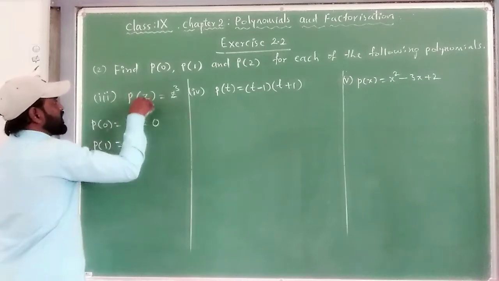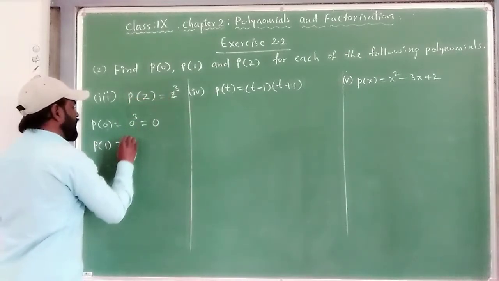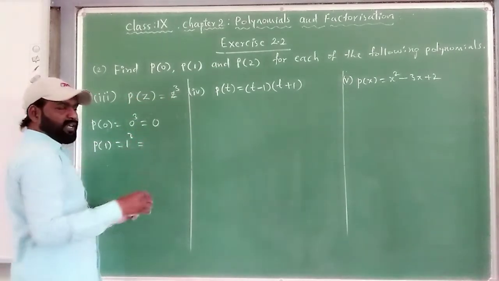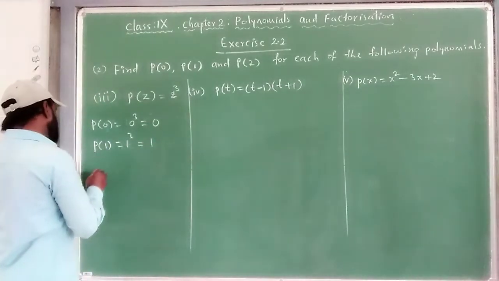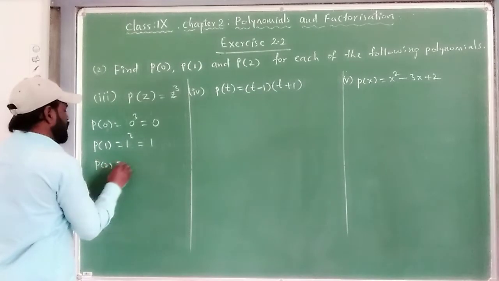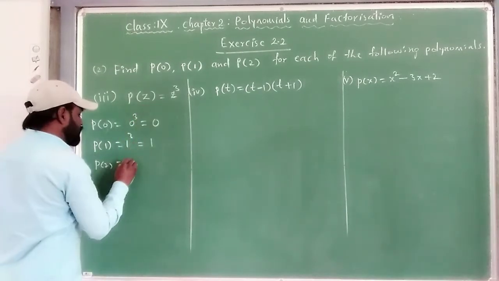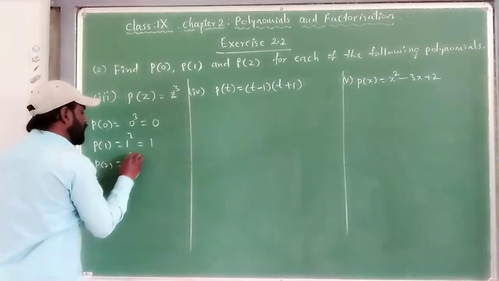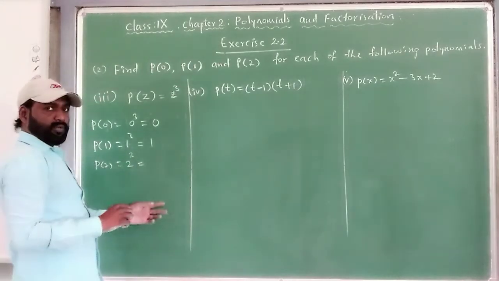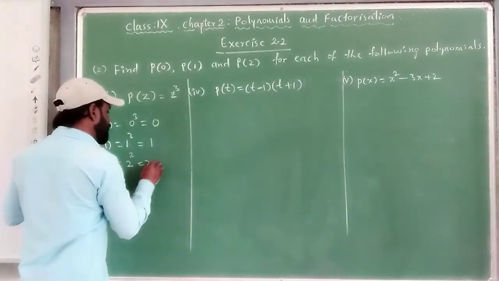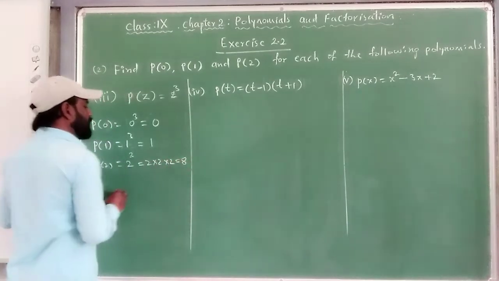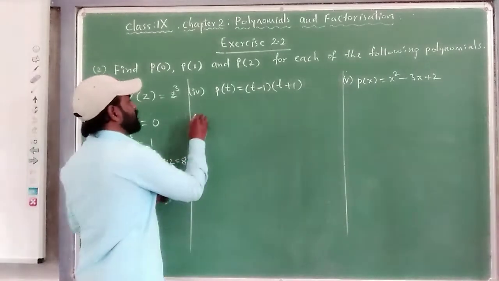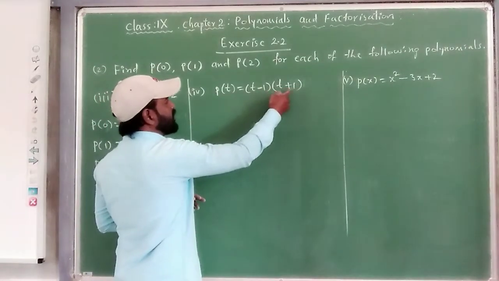In place of z, 1 is there. Z cube means 1 cube, so 1 into 1 into 1. Again 1 only. That's all. Next, P of 2. So z cube, so 2 cube. 2 cube means 2 into 2 into 2, 3 times. 2 2s are 4, 4 2s are 8. That's all. Very simple. Next, P of t is equal to t minus 1 into t plus 1.